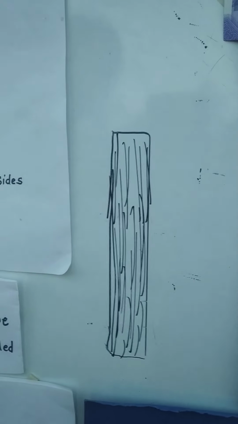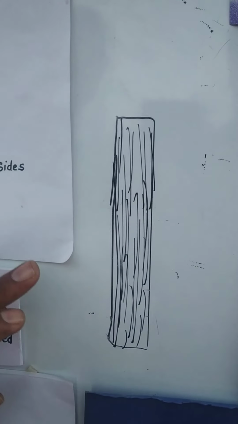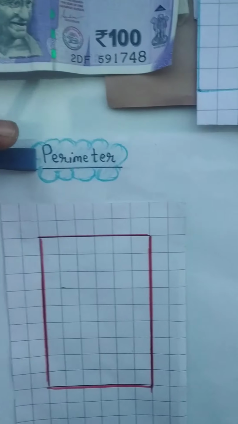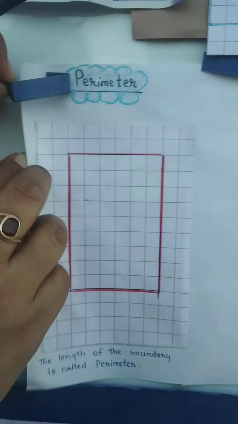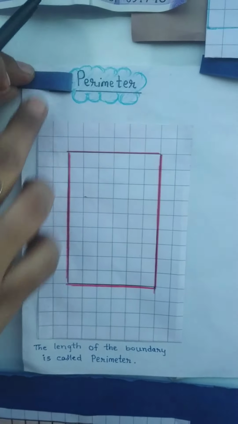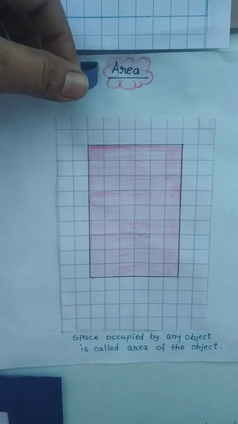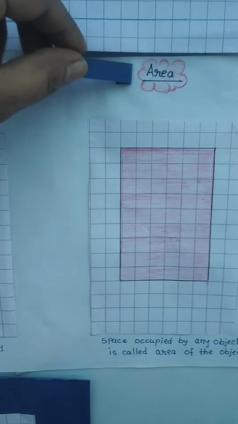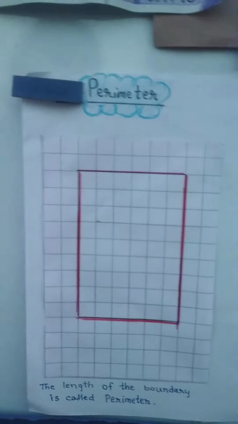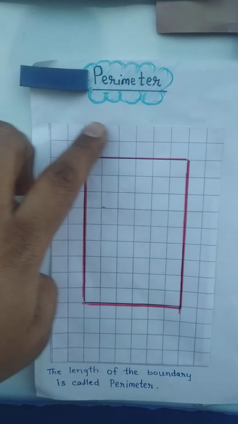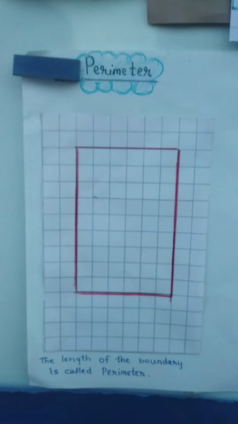Now, children, in class 4, we have studied about the perimeter, and now we are studying about area. So let's see the difference. What is the difference between perimeter and the area? Let's have some similarity first. We are calculating the area of closed shapes. We are also calculating the perimeter of closed shapes. Both are closed shapes, है ना?